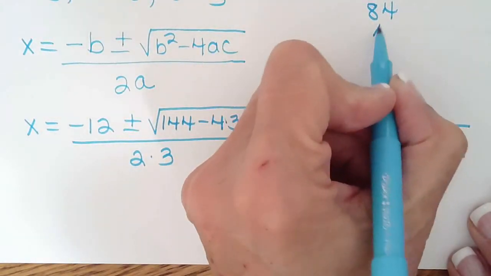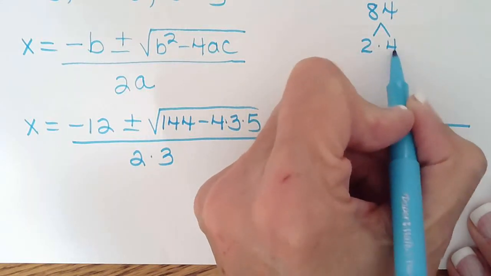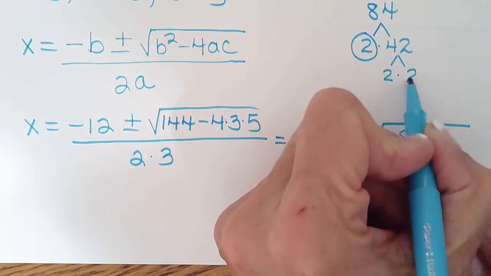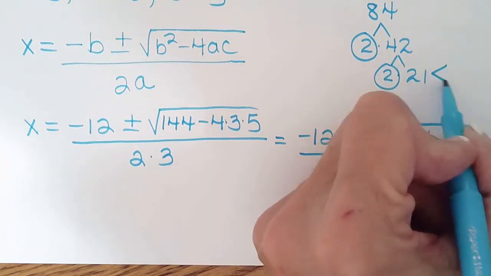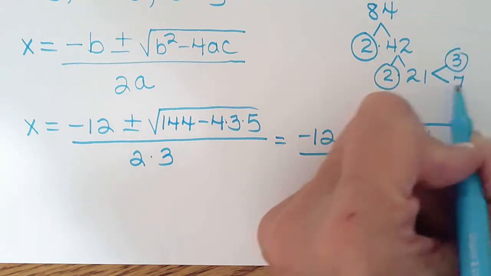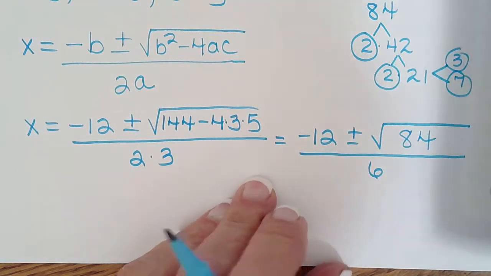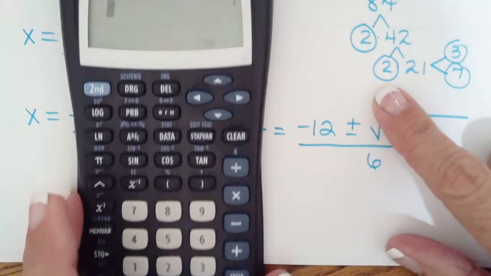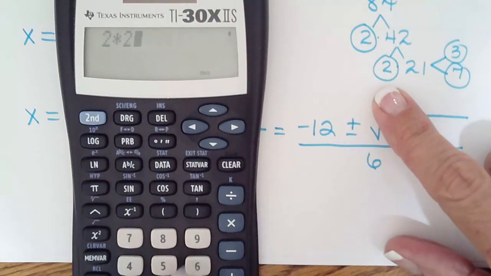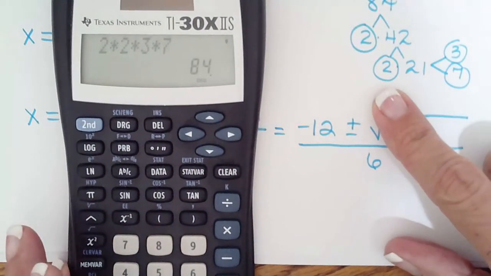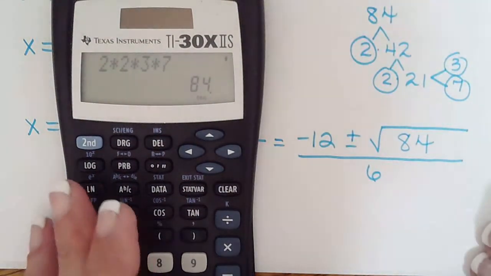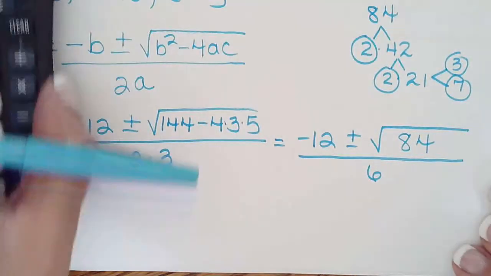So 84 is what? 2 and 42, which is 2 and 21, which is what? 3 and 7. And if you're not sure it's right, all you have to do is type it into your calculator: 2 times 2 times 3 times 7. And if you've done it correctly, it should give you your number back, which it does, right? 84 it is. Okay, so now we know how to break down 84.